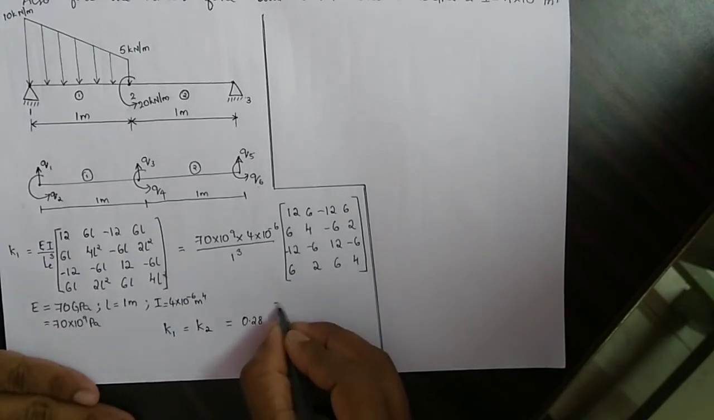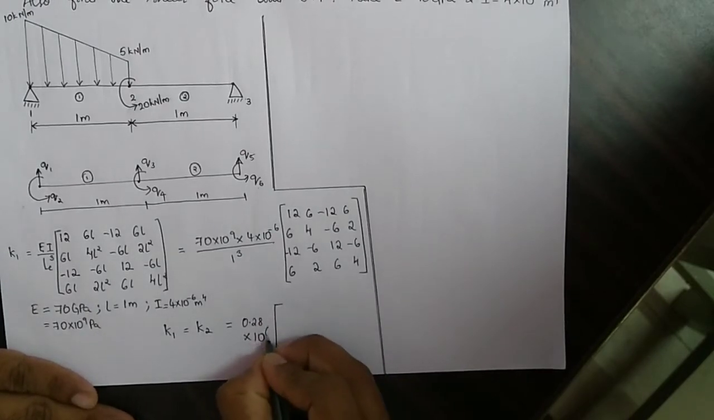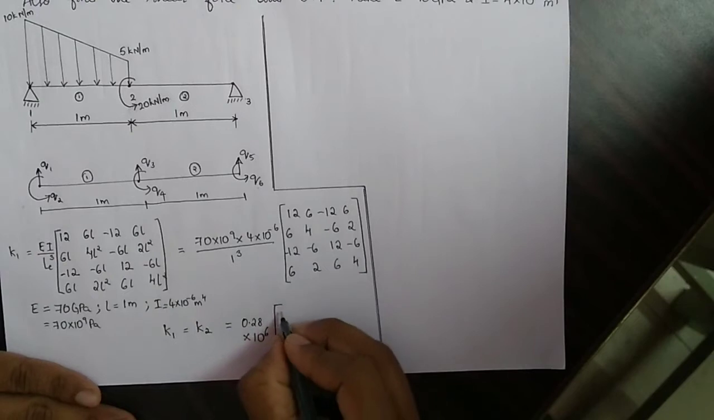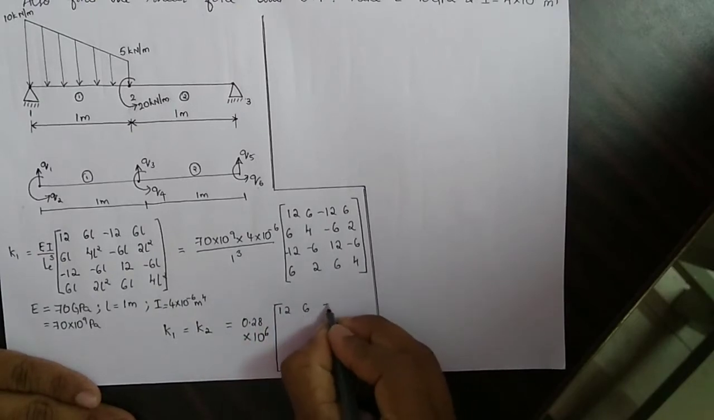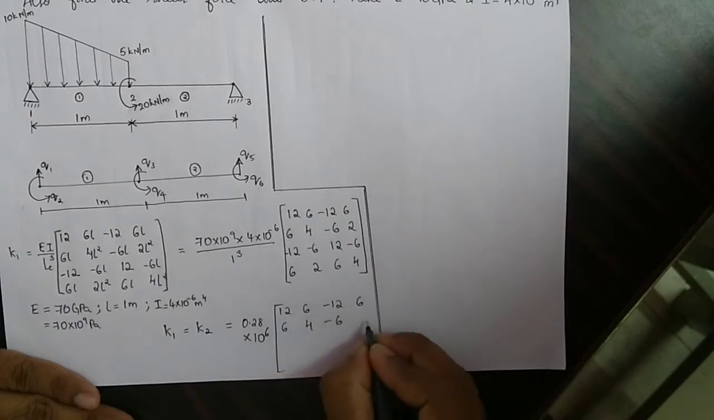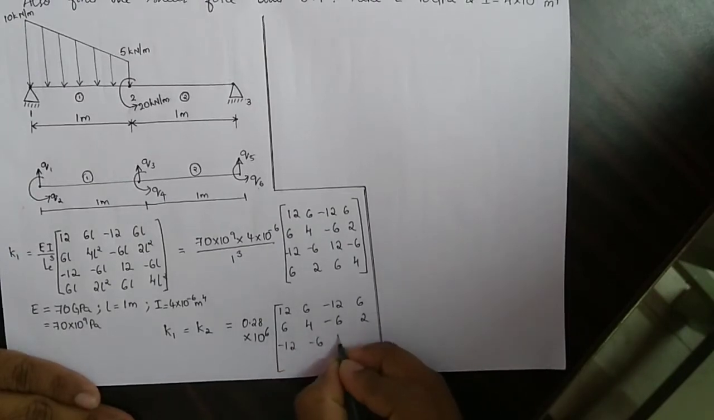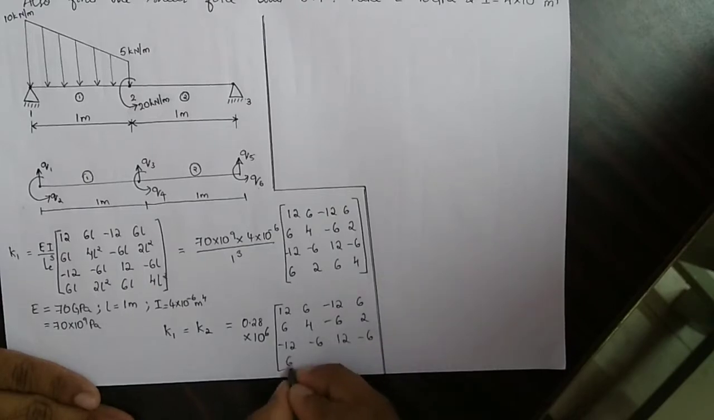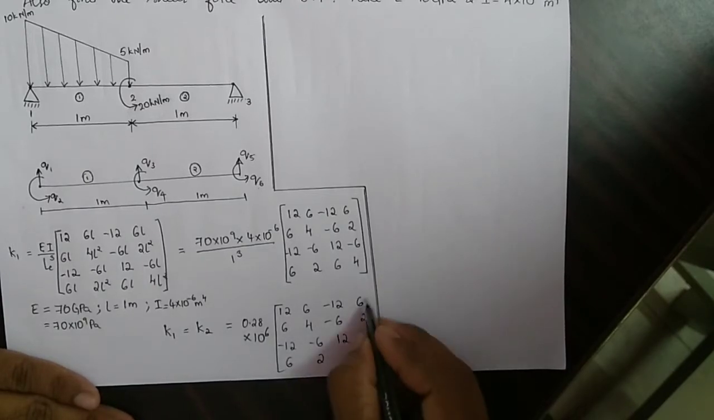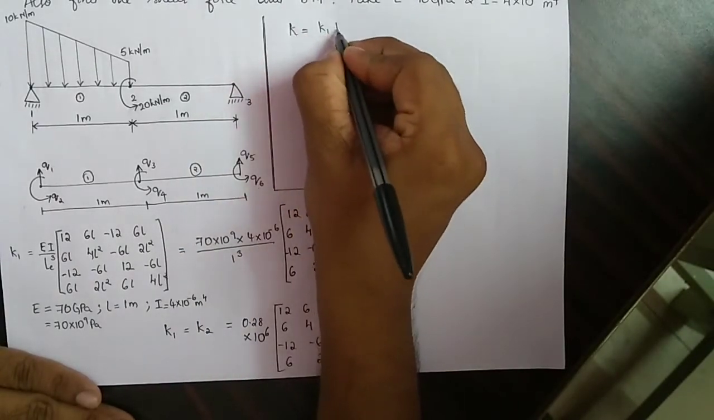0.28 into 10 raised to 6. So that is what we are getting. 12, 6, minus 12, 6, 6, 4, minus 6, 2, minus 12, minus 6, 12, minus 6, 6, 2, 6, 4. So I have written it here, and I will add both the matrix, that is K1 plus K2.